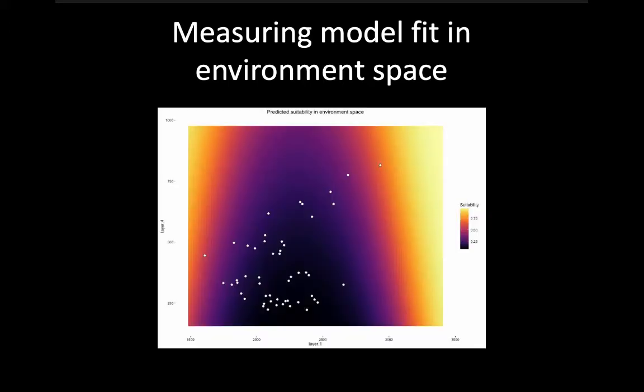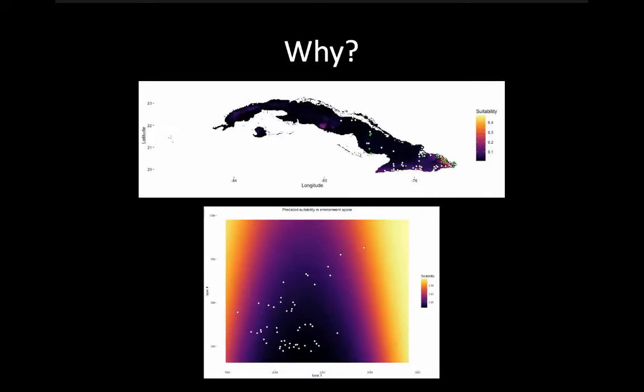Right, so why would we do this? Why would we take a model and project it into some space of possible environments and ask how well it predicts the distribution of our species in that set of possible environments instead of focusing on the set of available environments? Well, there's a couple reasons for that.